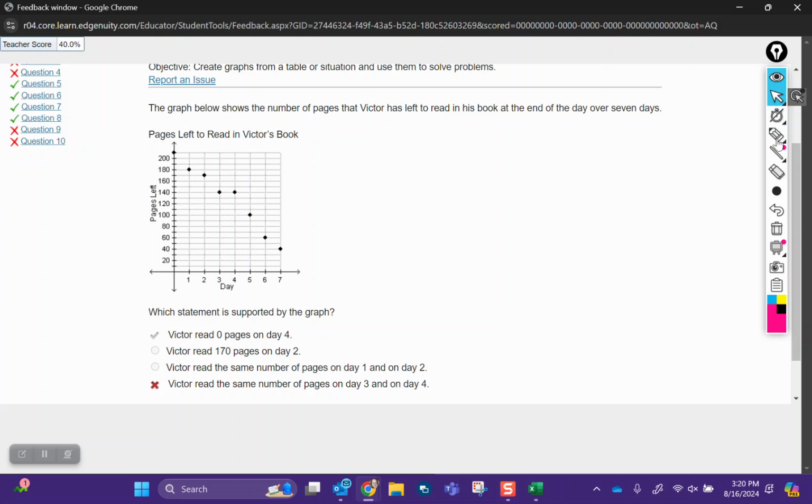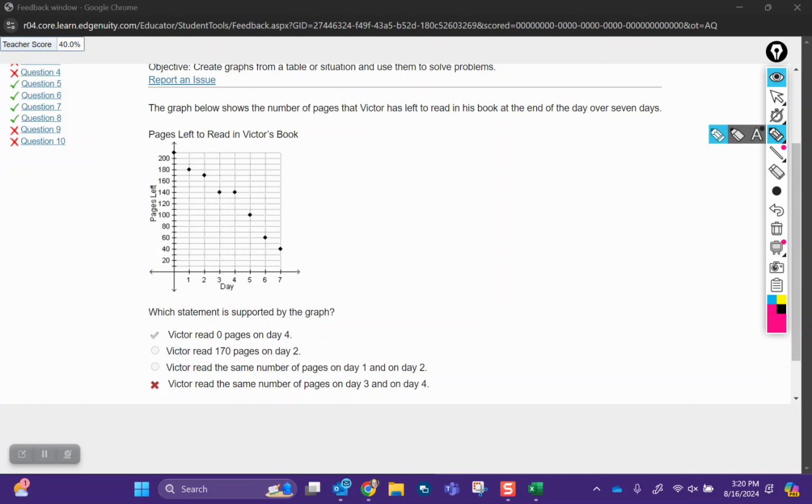So, when you look at this, the correct answer said Victor didn't read any pages on day 4, and that's correct because the number of pages he has left to read on day 4 was the same as day 3, which means he didn't read anything. These numbers off to the side don't indicate how many pages he read. They indicate how many pages he has left to read.